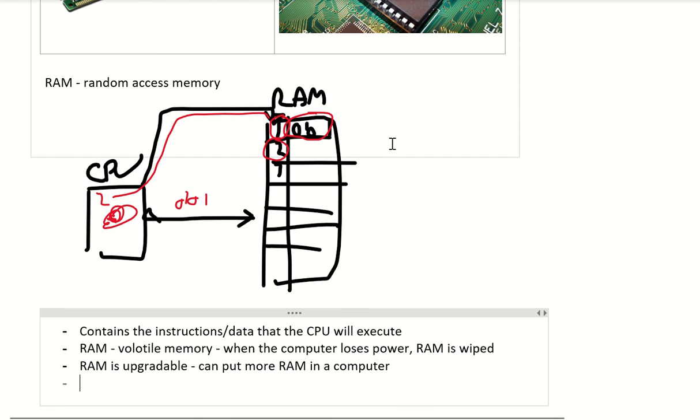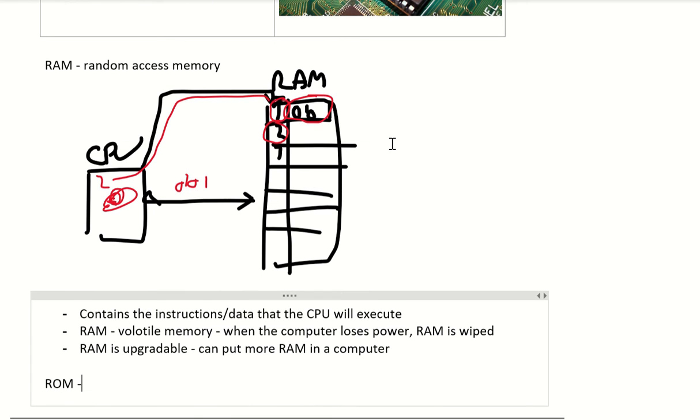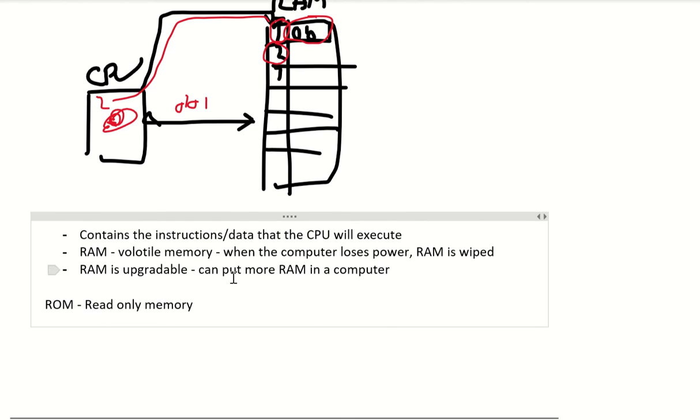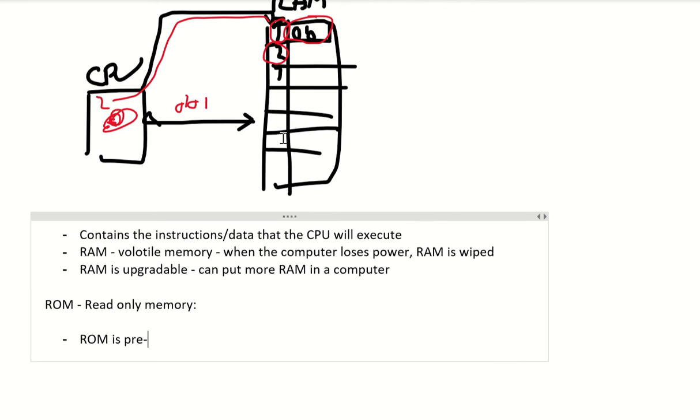The next one we're going to talk about is ROM. Now, ROM is read-only memory. Okay, so read-only memory. And how ROM works, ROM is a chip that is preloaded, okay? So it's preloaded with certain instructions, okay? So ROM is preloaded with startup instructions.